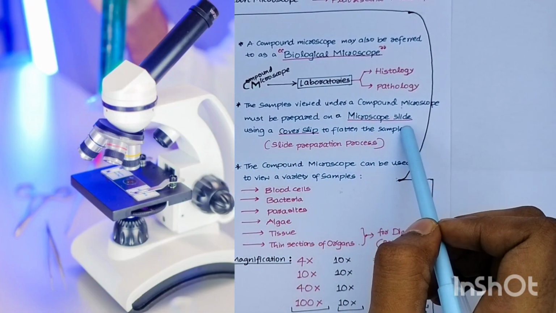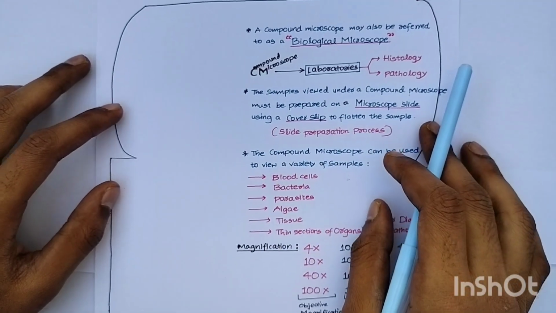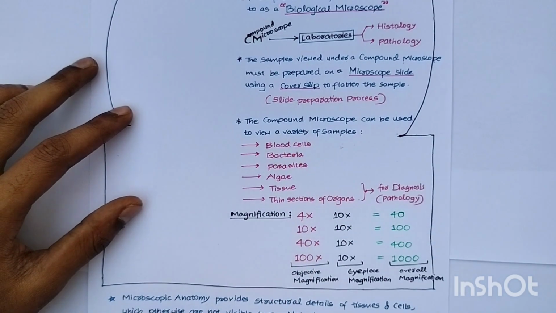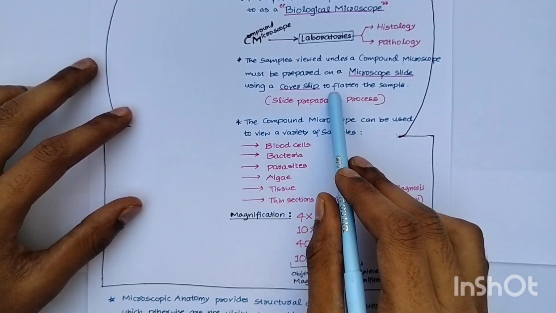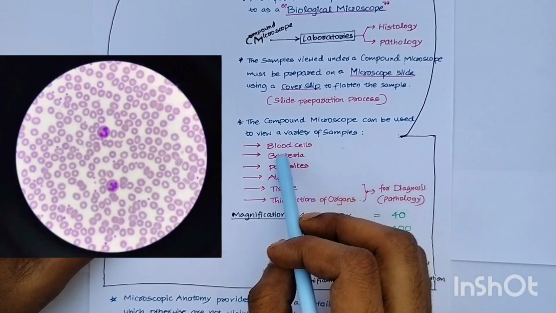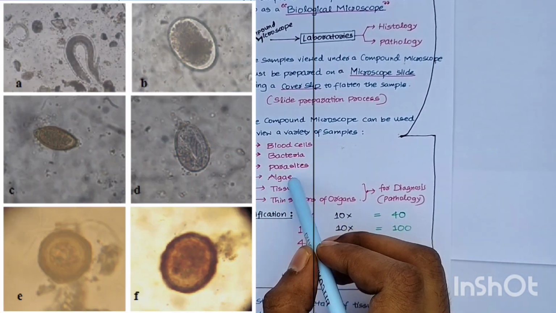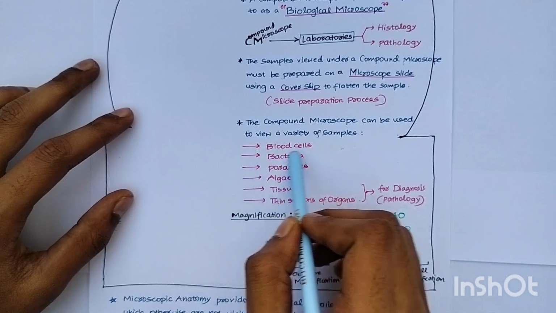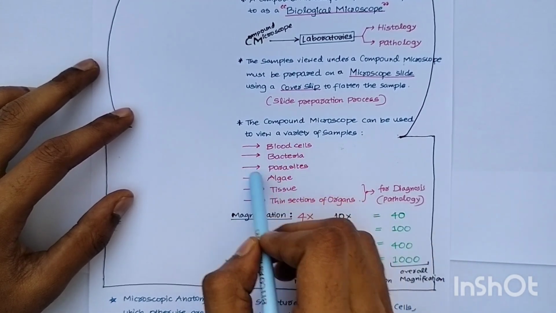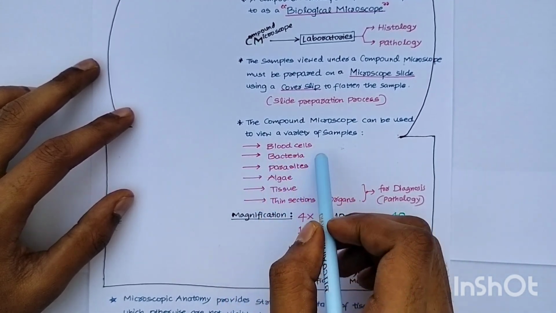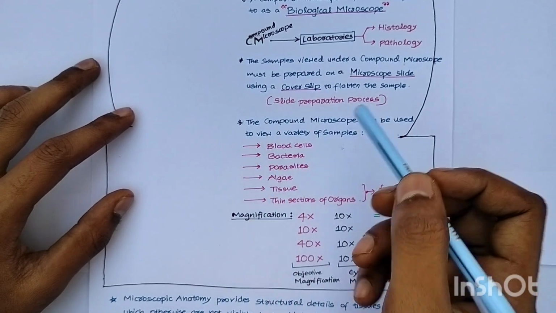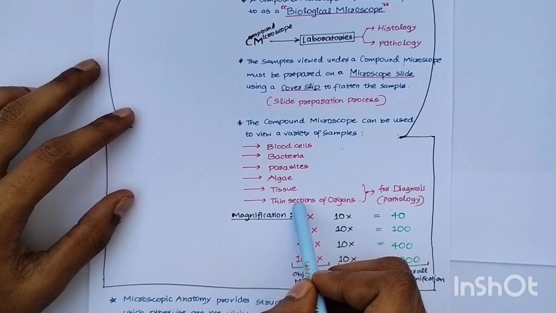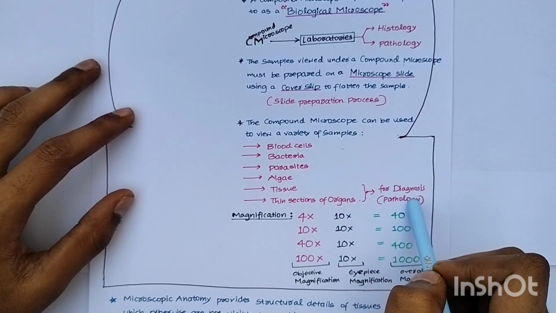Using a cover slip to flatten the sample, there will be a slide preparation process. So the compound microscope can be used to view a variety of samples, like blood cells, bacteria, parasites, algae, tissues, thin sections of organs. Like these blood cells, bacteria, parasites, algae, you will be studying in microbiology also. But the abnormal things you will study in pathology, and the normal things you will study, of course, in physiology itself. So the thin sections of organs for diagnosis in pathology, this is very important.